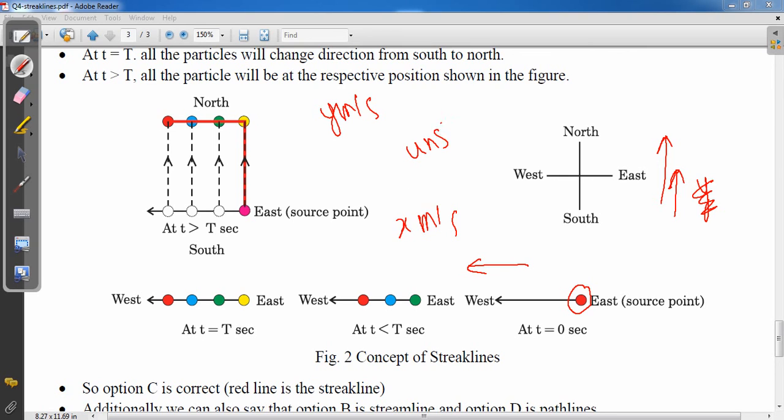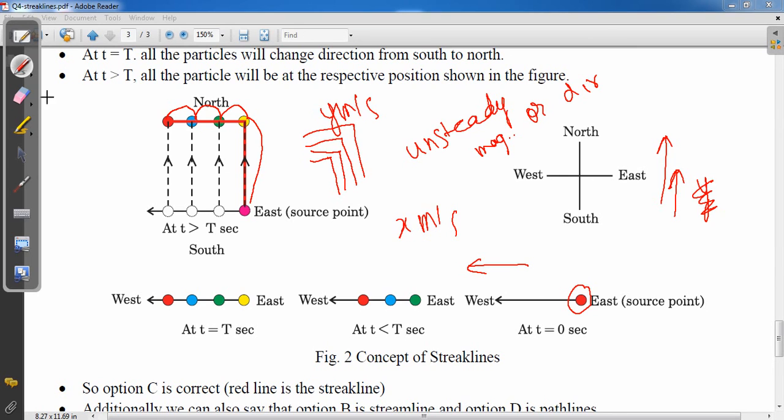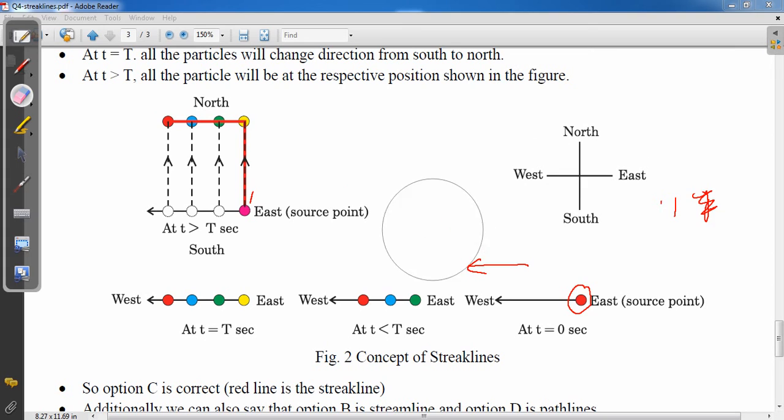So it is a case of unsteady flow. It means that if you change the magnitude of velocity or direction or both, then it comes under unsteady flow. So now again draw that locus of different particles through the fixed point. The red one will be joined to the blue one, then green, green will be joined to yellow, and then pink. So this is the streak line. It is drawn for a single source point. In a flow there can be multiple source points, so multiple lines you can generate.